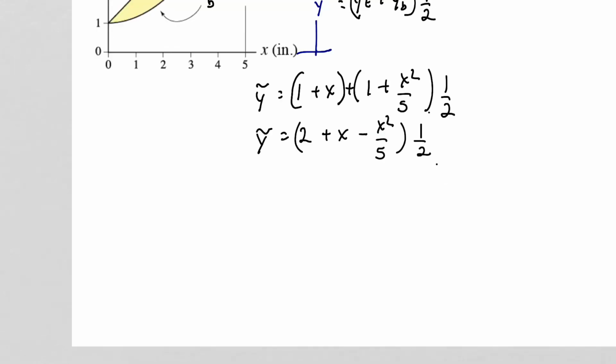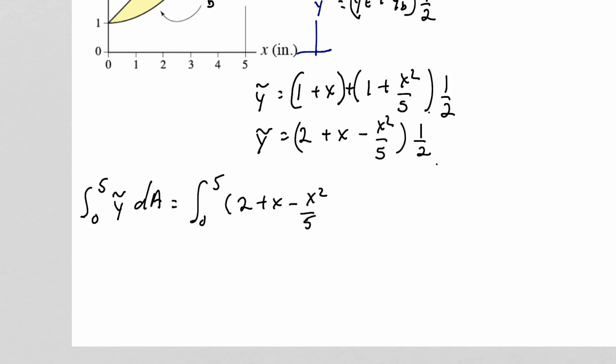Now we need to go back to our equation for finding the numerator, which is the integral from 0 to 5 of y tilde dA. So again, 0 to 5. Y tilde we have up above, which is 2 plus x minus x squared over 5 times 1/2. And then dA, remember, in our case was x minus x squared over 5 dx. Now we must integrate that. First, we'll simplify the center part.